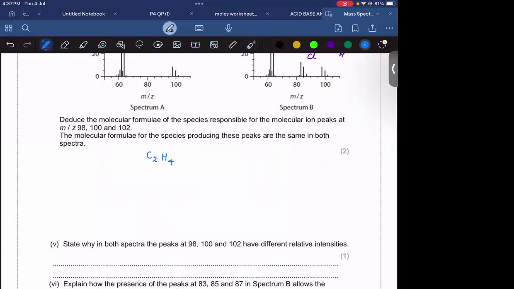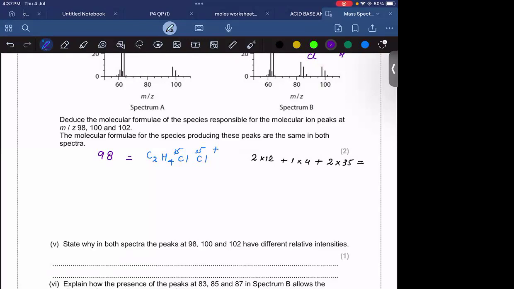Can you tell me the molecular mass of this? 2 into 12, 1 into 4, and 2 into 35. Can you tell me the total? 98. So yes, 98 is equal to this molecular formula. This is the species which is responsible for 98.